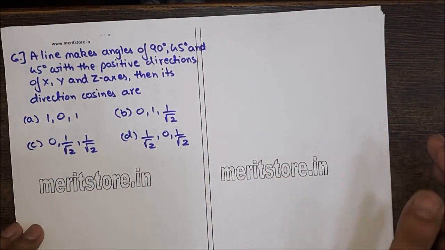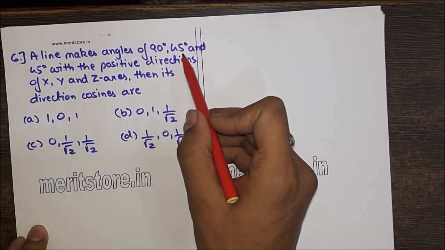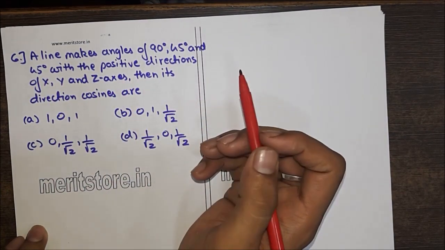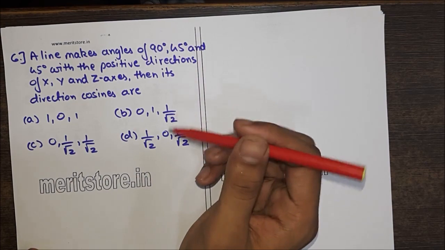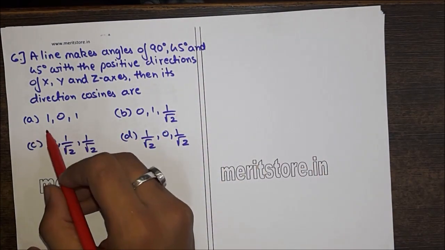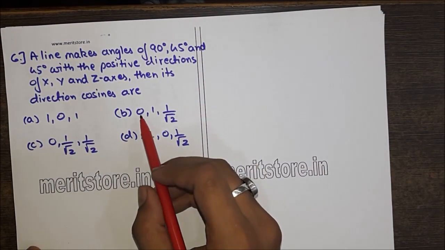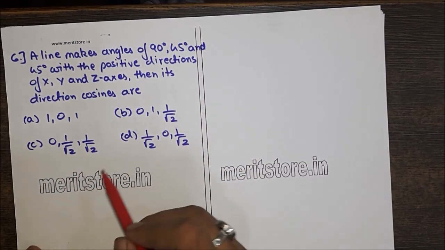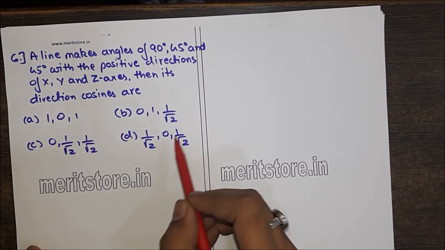Question number 6. A line makes angles of 90 degrees, 45 degrees and 45 degrees with the positive directions of x, y and z axis respectively. Then its direction cosines are: option A 1, 0, 1; option B 0, 1, 1 by root 2; option C 0, 1 by root 2, 1 by root 2; option D 1 by root 2, 0 and 1 by root 2.